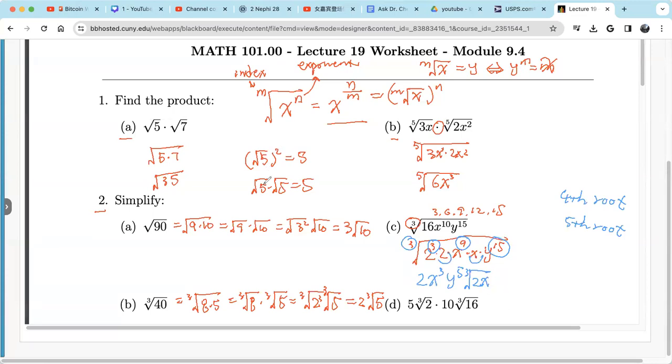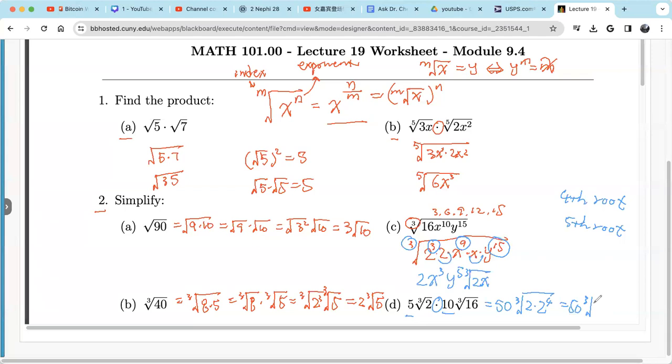Now let's see D. So in D, we have 5 times 10. Well, what's 5 times 10? 50, right? The operation is multiplication. So 5 times 10, that's 50. Now, under the cubic root, I have 2 and I have 16. So I have cubic root of 2 times 16. Remember, 16 is 2 raised to 4, right? So 2 raised to 4 can be simplified.